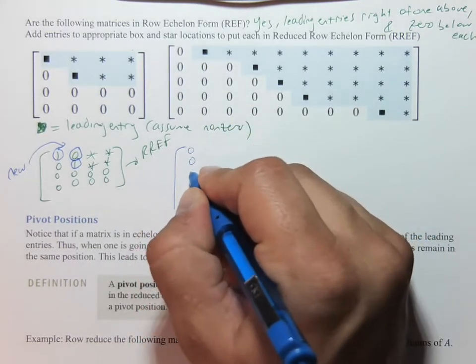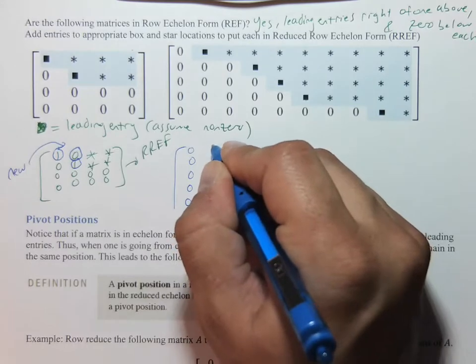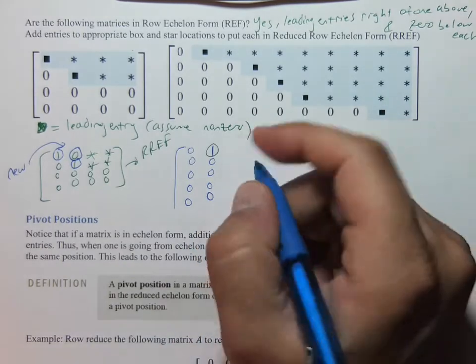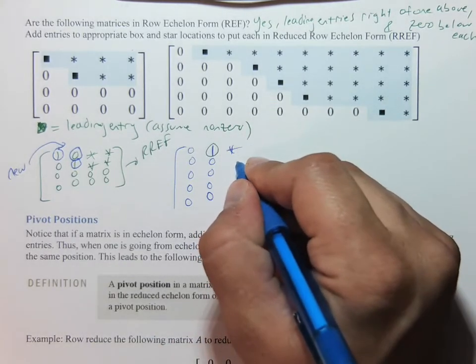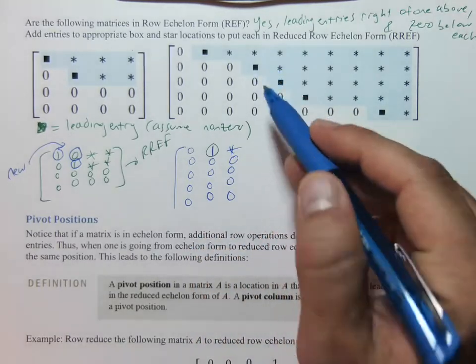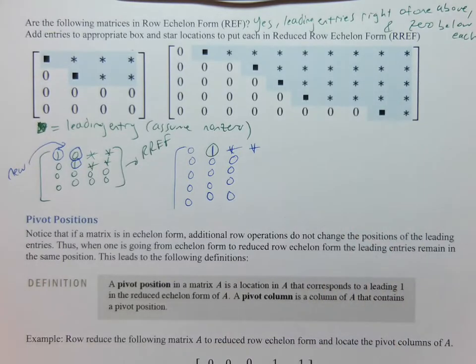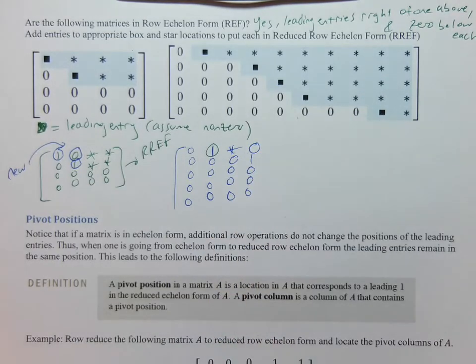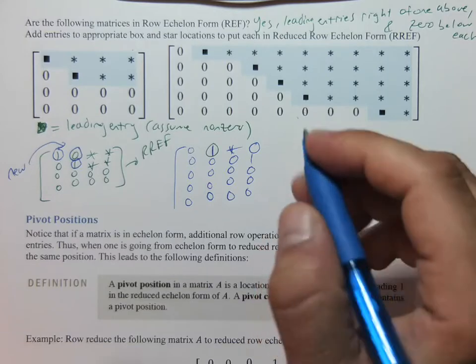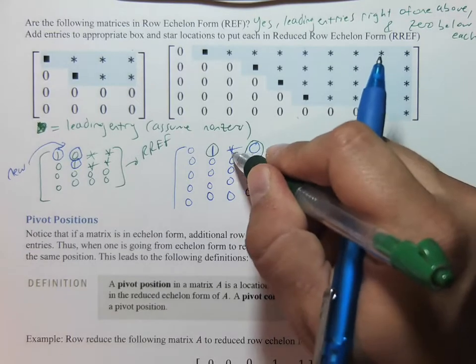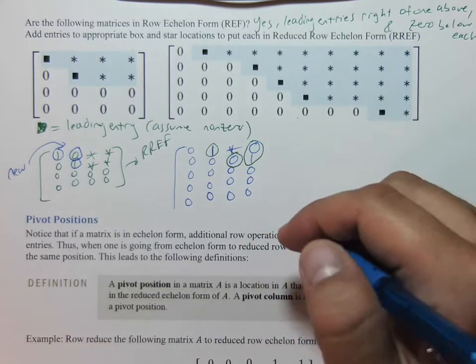So the first column does not change. This one needs to be a 1. Right, so that's new. It doesn't matter what this one is. This one needs to be a 1, and that one needs to be a 0, of course, because it needs to be the only non-zero in the column. Pen is breaking on me here. So these two things are new, and this is also new. Just circling the things that have changed.